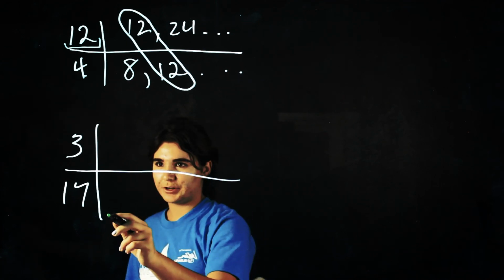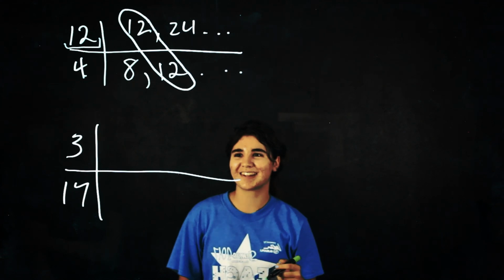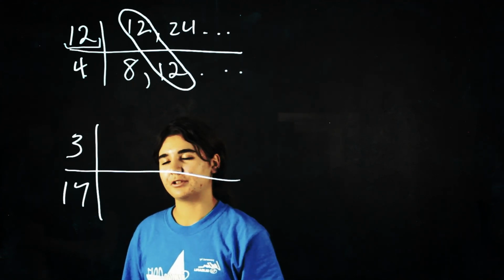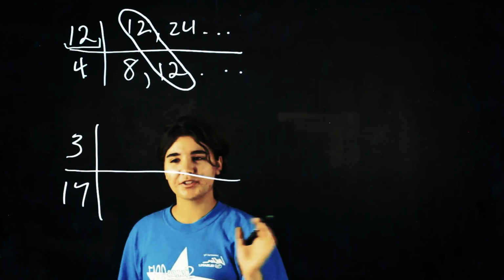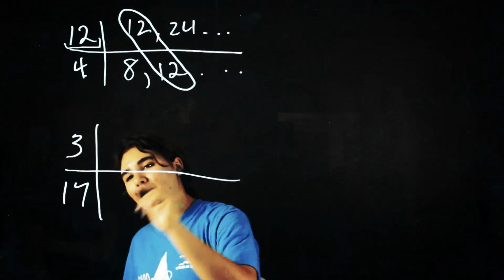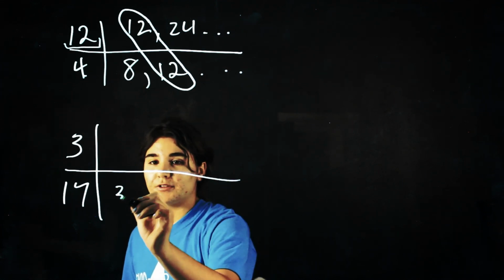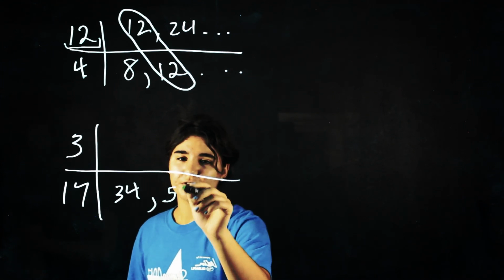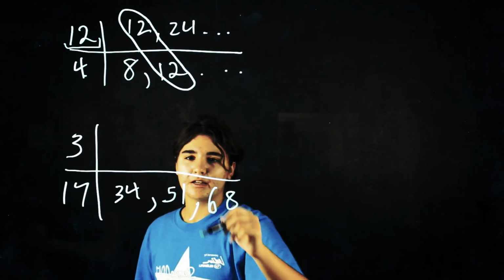Okay, let's move on to 3 and 17. So this one kind of looks gnarly, right? First, we can do the multiples of 3 pretty easily. But it's the multiples of 17 that we really need to write out. So we have 17, and then 17 times 2, or 17 plus 17, is going to be 34. And then 17 times 3 is going to be 51. And then you can keep going if you want, 68.